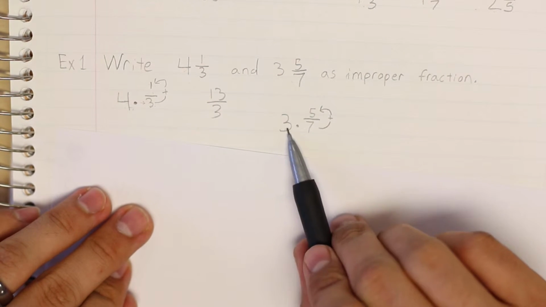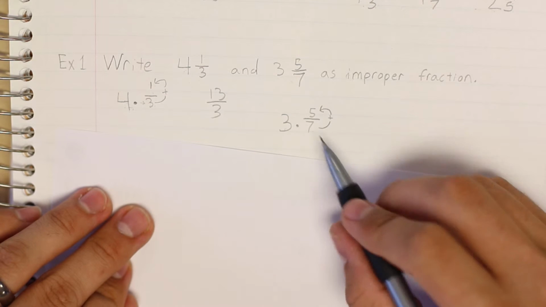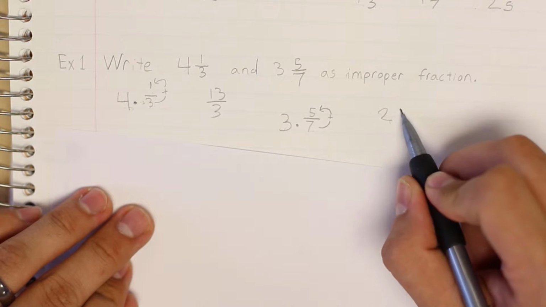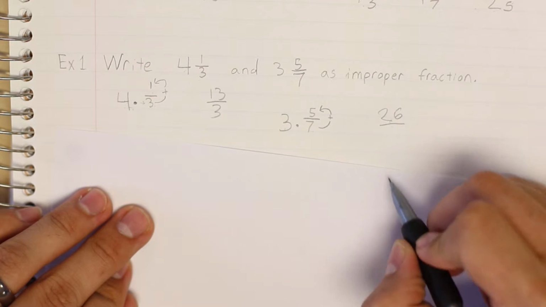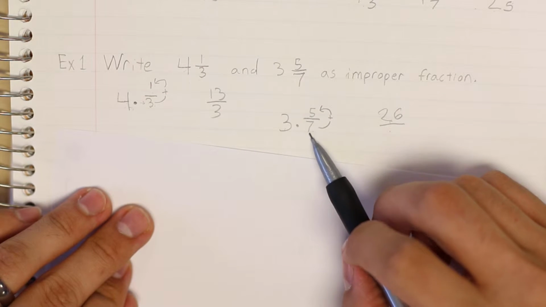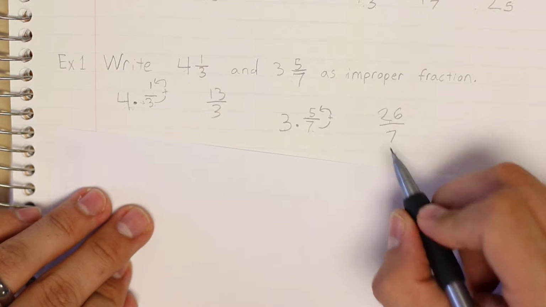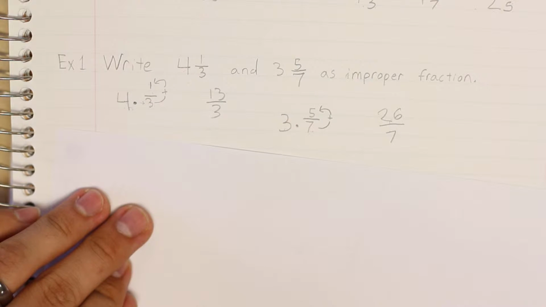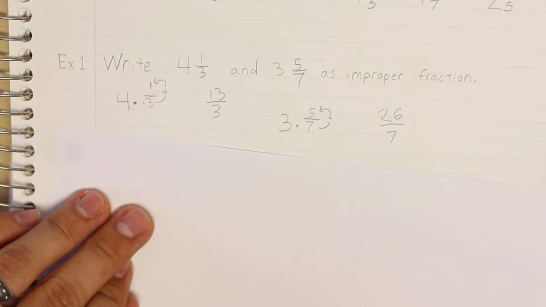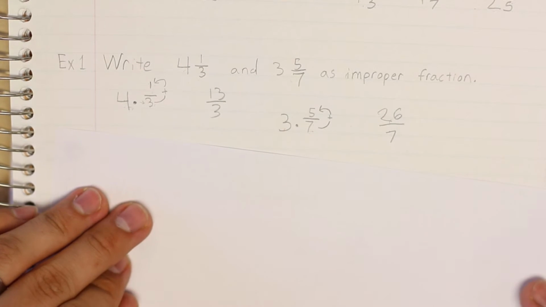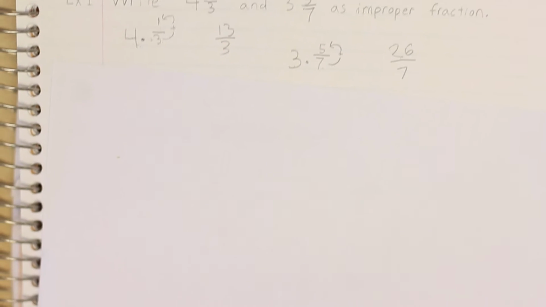Again, multiply by the bottom, add to the top. We would get 26 over what goes on the bottom? Just the original denominator, 7. 26/7. And that is how you go from mixed numbers to improper. Now, let's do the reverse.